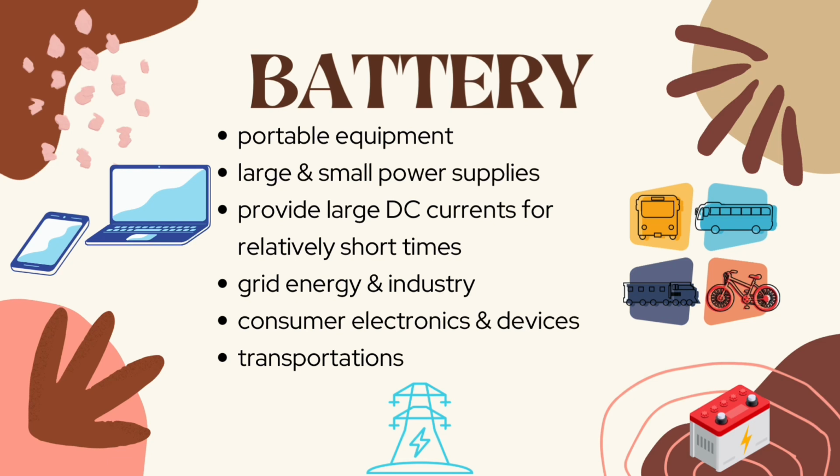Next, for battery applications, the primary use of batteries is for portable equipment and uninterruptible power supplies, large and small. Batteries are also used in the laboratory to provide large DC currents for relatively short times. Besides that, batteries are also used for grid energy and industry, such as portable energy storage and renewable energy. They are also used in consumer electronics and devices such as smartphones, laptops, tablets, and power tools. Lastly, batteries are also used for transportation such as buses, forklifts, and auto bicycles.